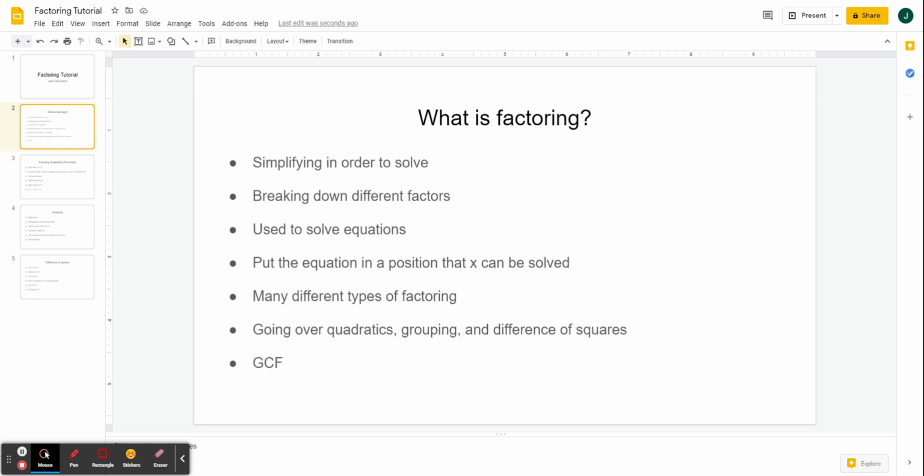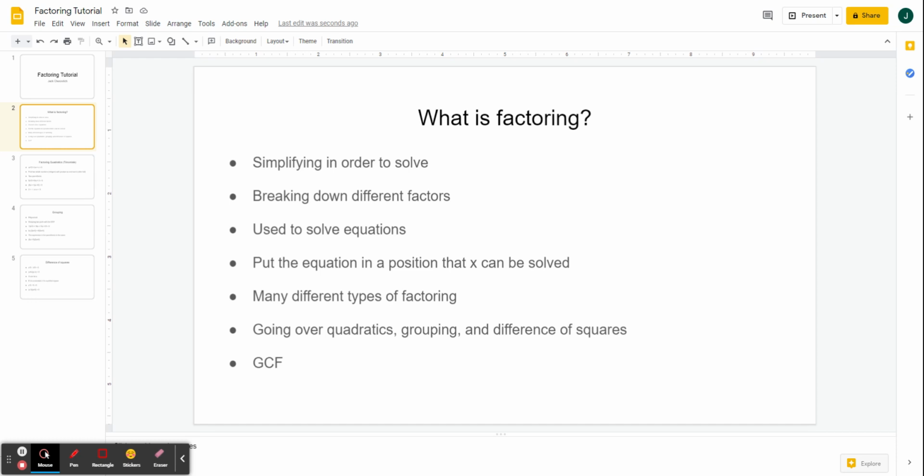So what is factoring? The way I broke it down was I said it's kind of simplifying an expression in order to solve it. Typically you're putting the equation in a position that x can be solved, and you do that by breaking down different factors or numbers in the equation. Like I said, there's many different types of factoring. I'm going to go over quadratic factoring, also known as trinomials, grouping, and differences of squares.